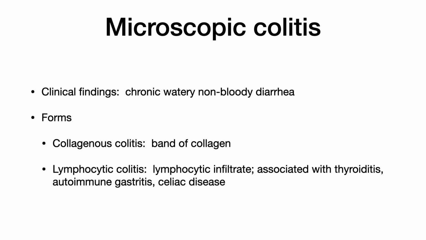There are other forms of colitis, microscopic colitis, collagenous and lymphocytic. These basically cause a chronic, watery, non-bloody diarrhea. They're an ongoing process. They get biopsied for it and see collagenous colitis, collagen. You see a band of collagen. And lymphocytic colitis, you see a lymphocytic infiltrate. Anytime you see a lot of lymphocytes, you got to think autoimmune disease. So it's associated with thyroiditis, autoimmune gastritis, and celiac disease.